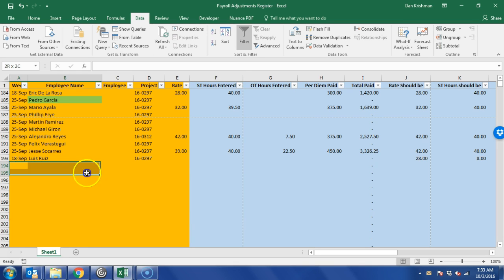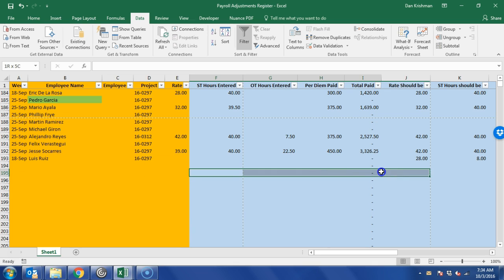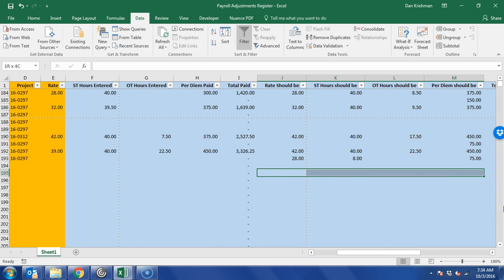The first section is just informational. The second section enters in what the rate, the straight time, overtime, per diem, and total is. That is what they got paid for in the payroll period in which their retro adjustment needs to be made. Okay? And then the next section here is what the rate or time should be, or per diem should be, because any one of those are variables.